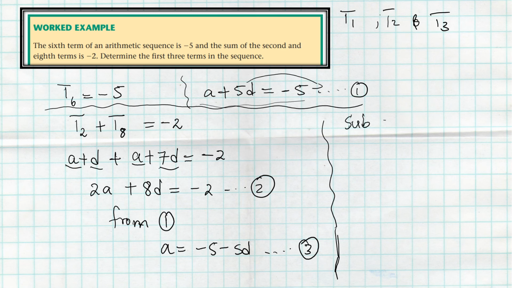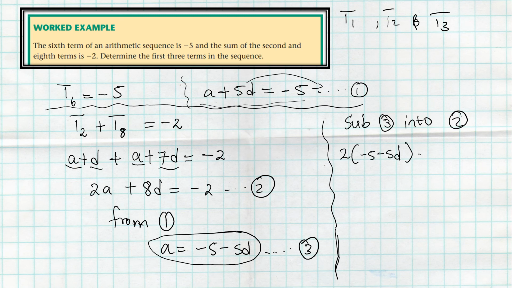Then I'm going to substitute equation 3 into equation 2. Where there is an a, I'm going to replace it with minus 5 minus 5d. So in equation 2, where there is an a, I replace it with minus 5 minus 5d, plus 8d equals minus 2. Two times minus 5d, minus 10d plus 8d is equal to minus 2.